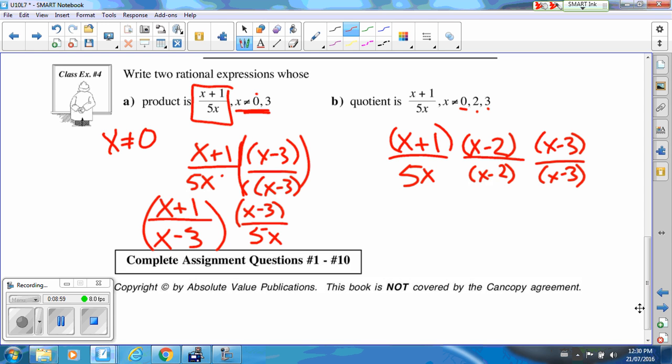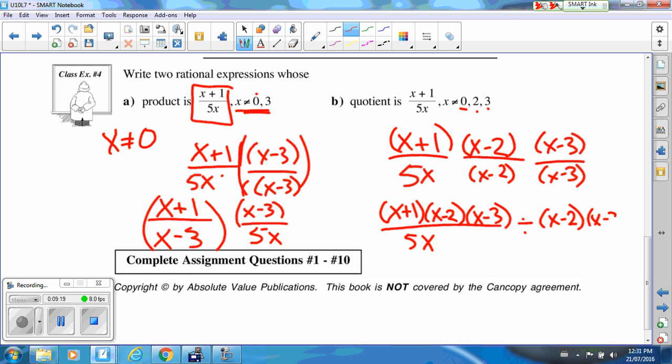So let's just show you one of these things. I could do (x + 1) times (x minus 2) times (x minus 3) all over 5x, divided by (x minus 2)(x minus 3) all over 1. Right? That would work. Because now when I divide it, I flip it, those are now in the denominator and then they cancel.